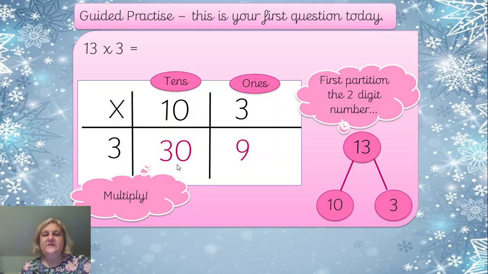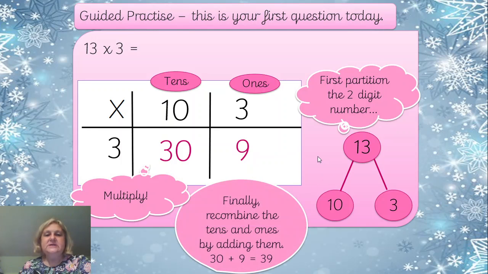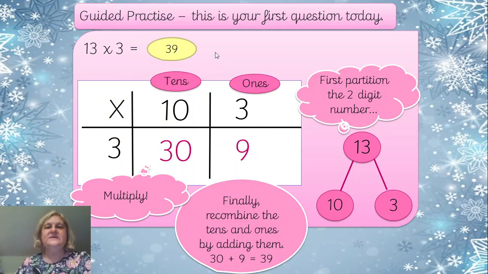And then we're going to add them together, recombine those numbers. 30 plus 9 is 39. And let's shoot that answer back into that number sentence at the top, so we get the right answer. You don't leave anybody trying to work out what you've done here. You put that final answer in.